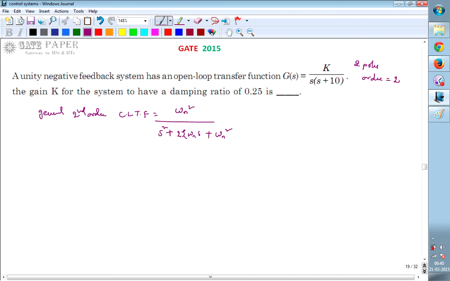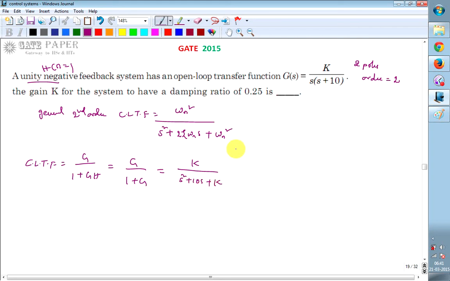Now we have to find the closed loop transfer function for the given open loop transfer function and feedback. Then we equate these two and get the value of K when zeta is substituted as 0.25. The closed loop transfer function can be obtained using G by 1 plus GH. It is given as unity feedback, so H of s is equal to 1. So it will be G by 1 plus G, which becomes K divided by s square plus 10s plus K.